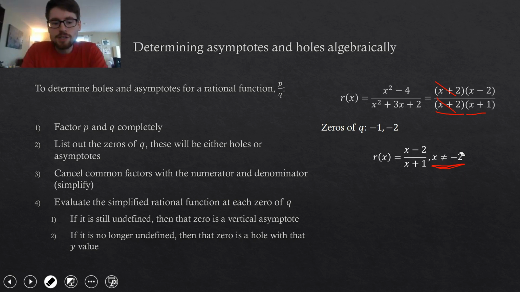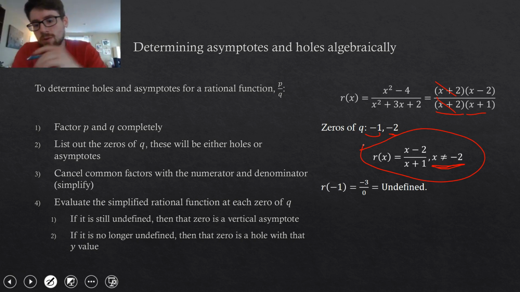So we're going to evaluate each zero of q. We're going to evaluate negative 1, and we're going to evaluate negative 2 on this simplified one. Okay? So we're going to plug each of those in. If it's undefined, then it's a vertical asymptote. And if it's equal to some number, then it is a hole at that y value. So we plug negative 1 in. So we'll do the first one. So negative 1 goes in for x. And you're going to end up getting negative 3 on top over 0. That's undefined, and so negative 1 will be a vertical asymptote. So that's the first kind of type.